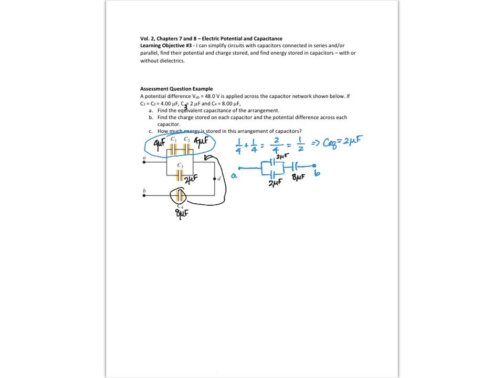The next thing I'm going to do is I'm going to look at these two that are in parallel. And when I add those two in parallel, I just do 2 microfarads plus 2 microfarads equals 4 microfarads. When capacitors are in parallel, we simply add them together to find the equivalent. And so now I have 2 capacitors that are in series with each other. One has a capacitance of 8 microfarads and the other one has a capacitance of 4 microfarads. Finally, I'm going to add these two in series, so I add their reciprocals.